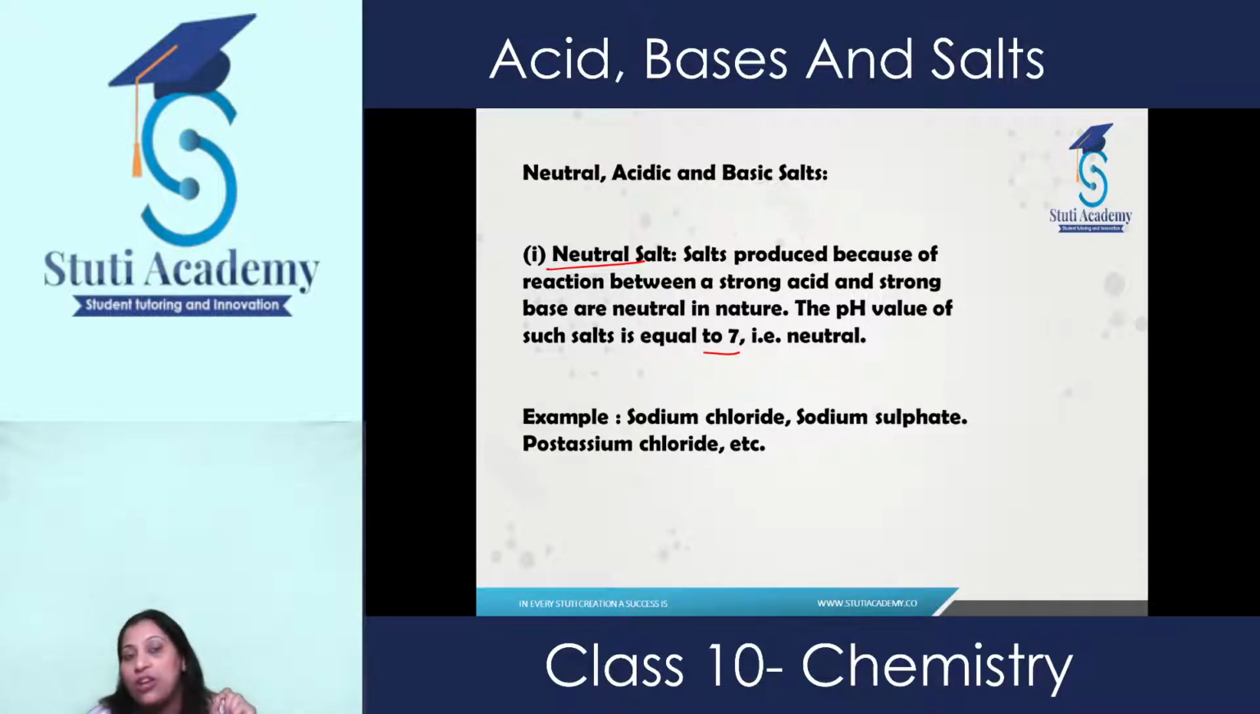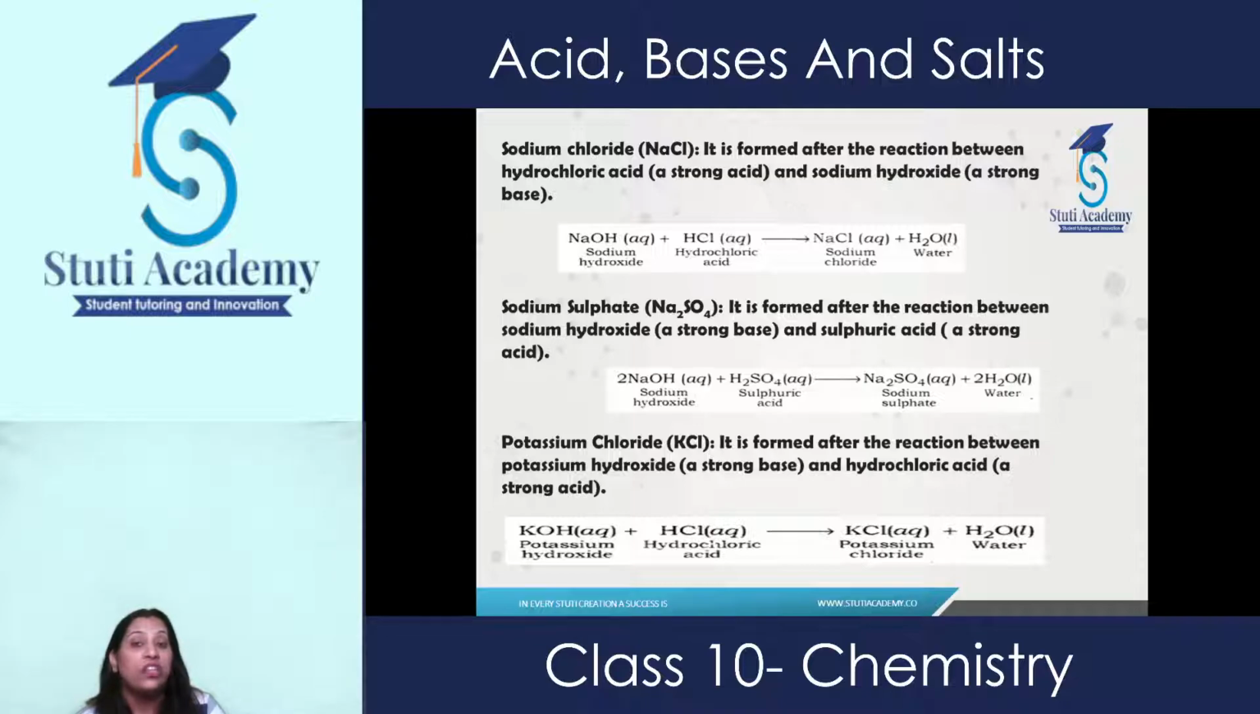Examples of such neutral salts are sodium chloride, sodium sulfate, and potassium chloride. Now, if we are talking about neutral salts, it means they are completely ionized. So it's a combination of both a strong acid and a strong base. That's why it's neutral in nature, neither acidic nor basic shows its effect. And look at the examples of such neutral salts and how they are formed.